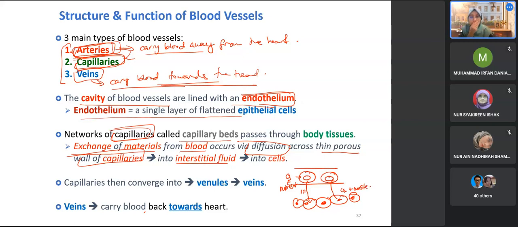Okay, so from blood capillaries, they then converge. They merge balik into venules and also into veins. So the veins carry blood back towards the heart. That is the characteristics of vein. It carries blood towards the heart. Okay, so next slide.